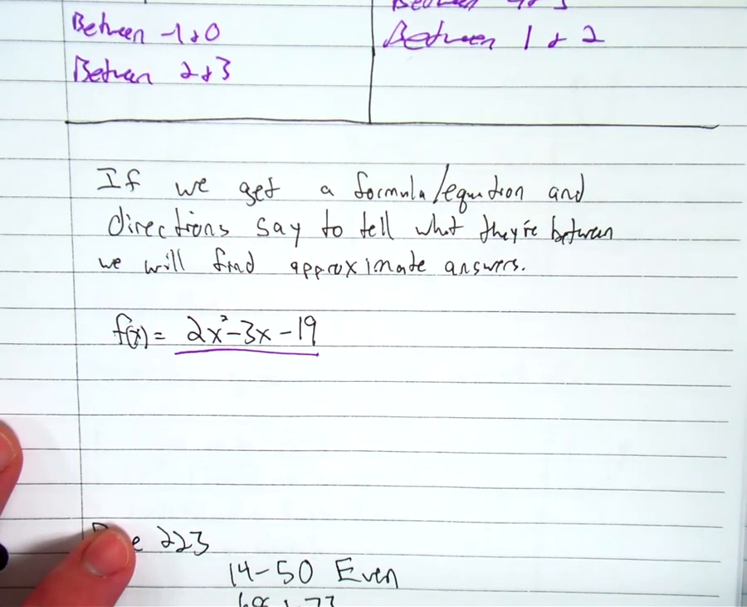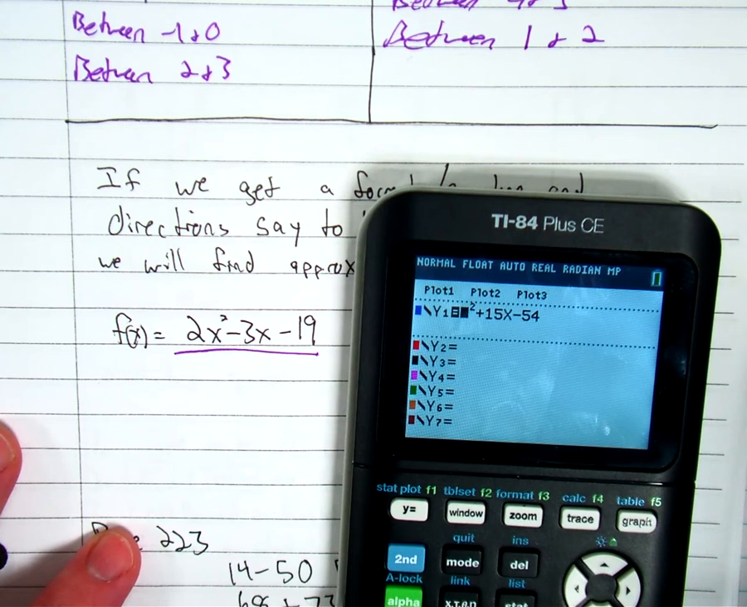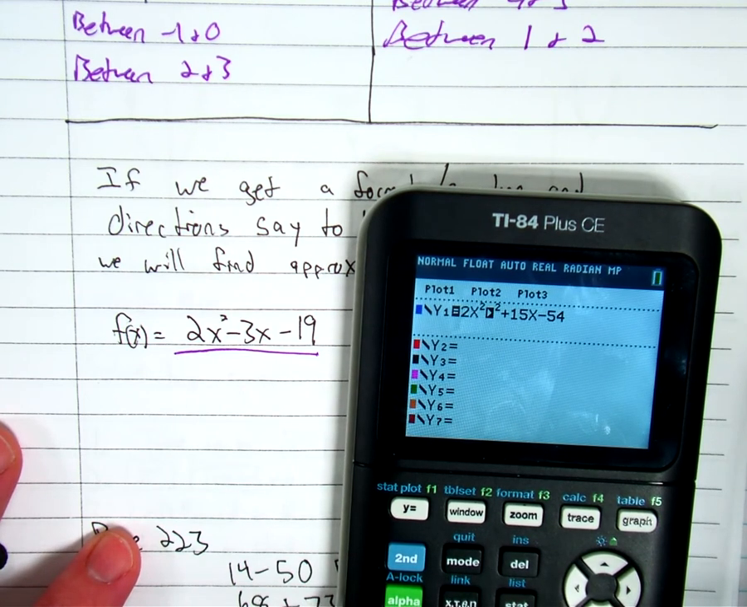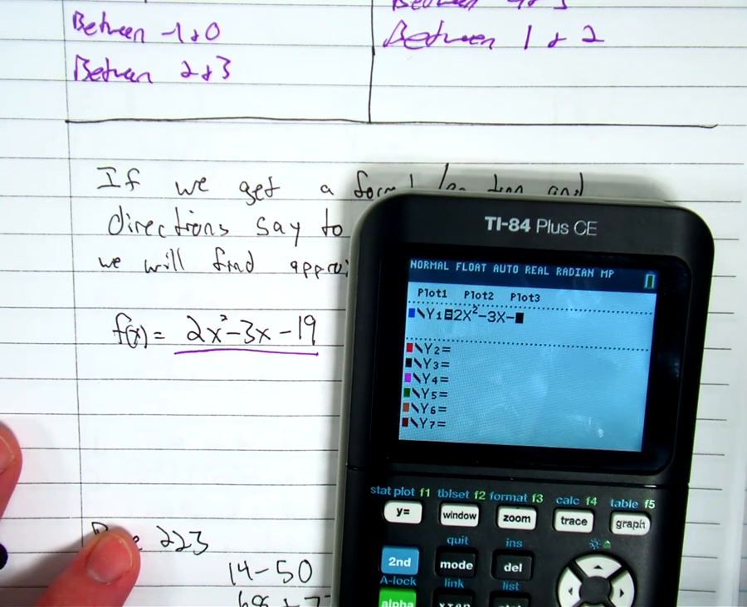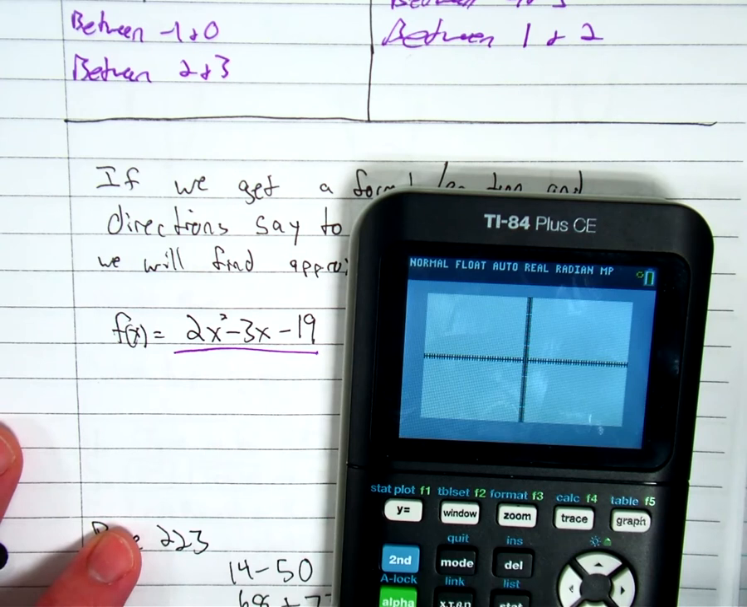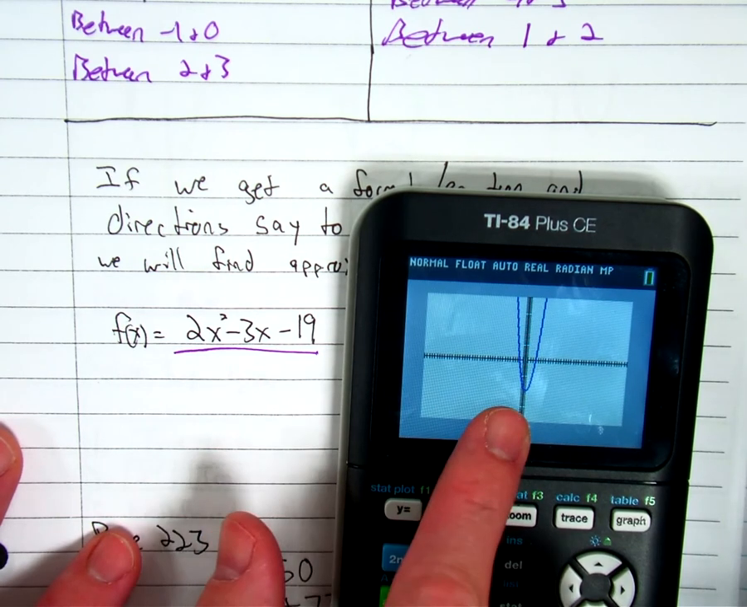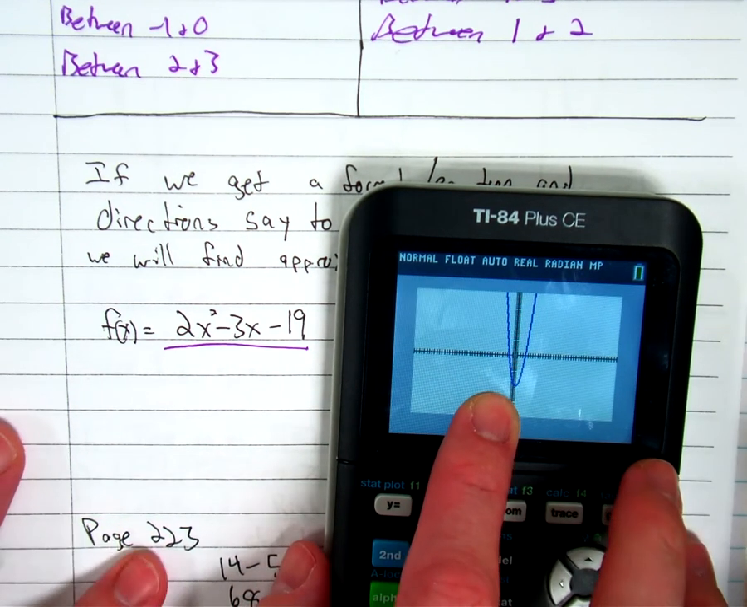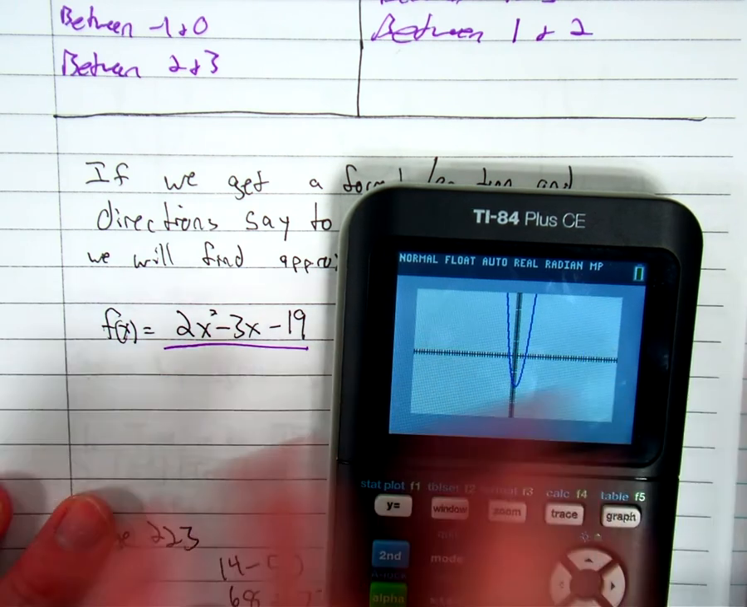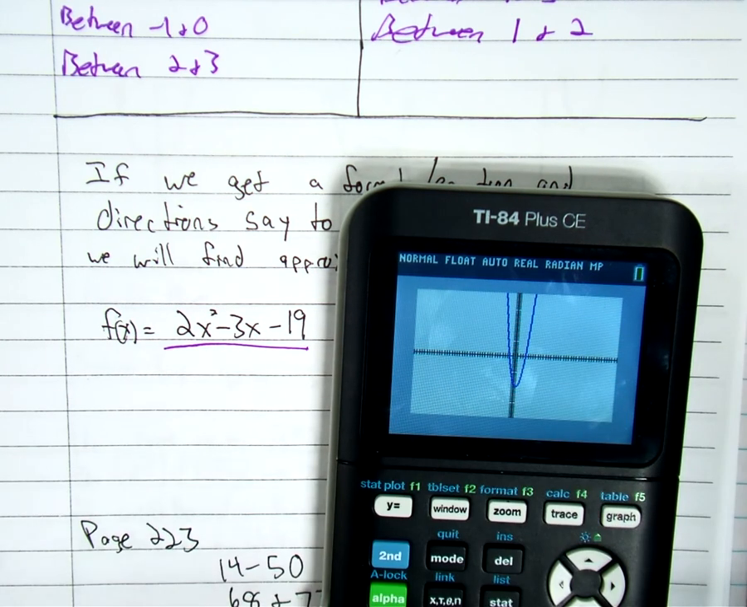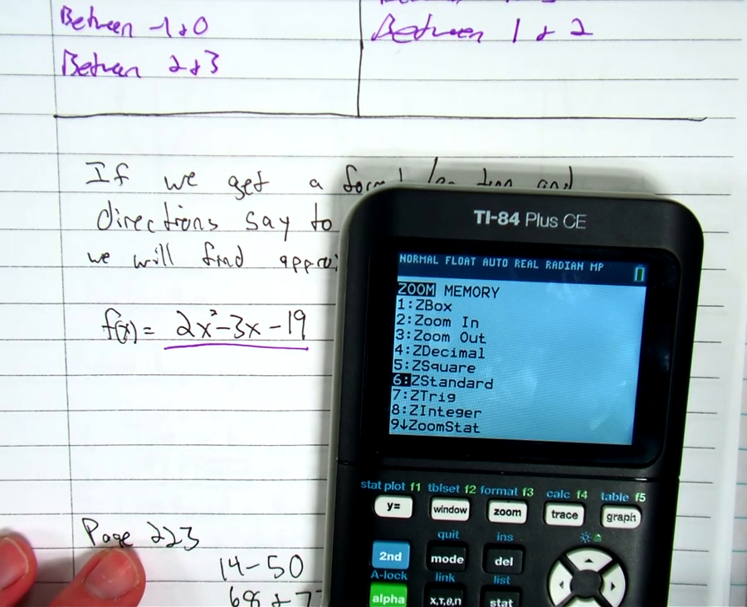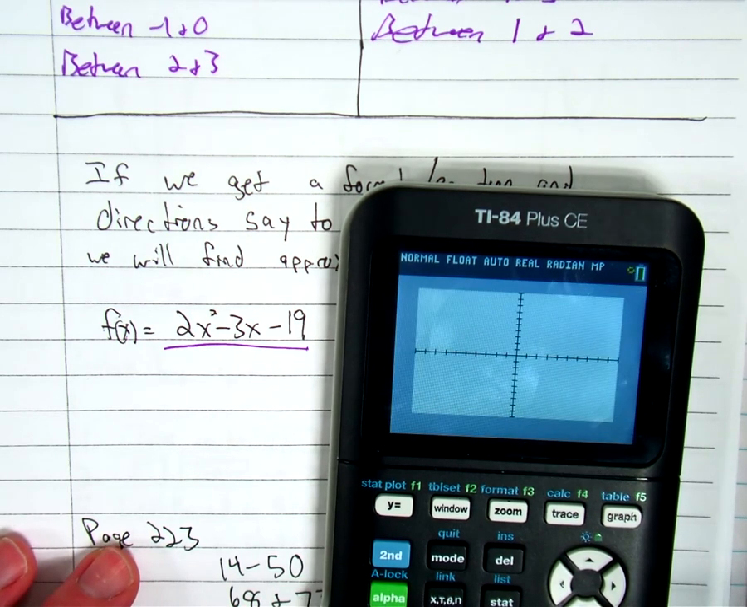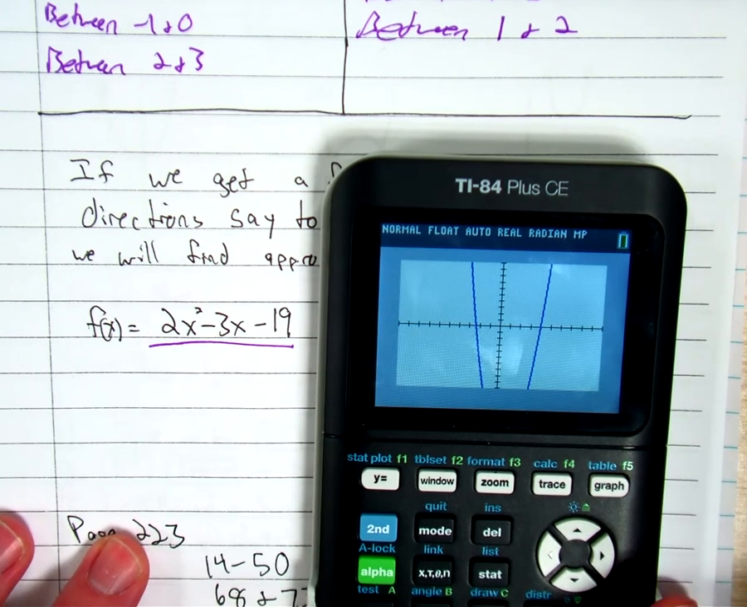Okay? So we got 2x squared. Oh, we should just clear. 2x squared minus 3x minus 19. Graph. And I'm still really far zoomed out. So remember what I said at the beginning of the lesson? If your graph's really far zoomed out or you're off for whatever reason, zoom standard. Enter, and there we go.